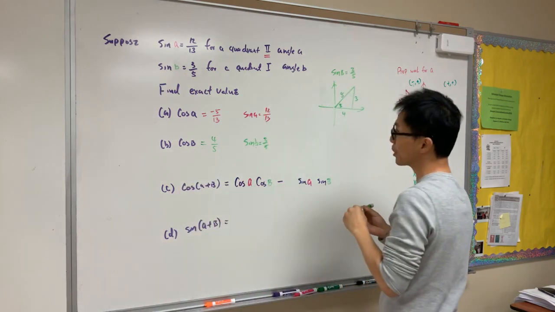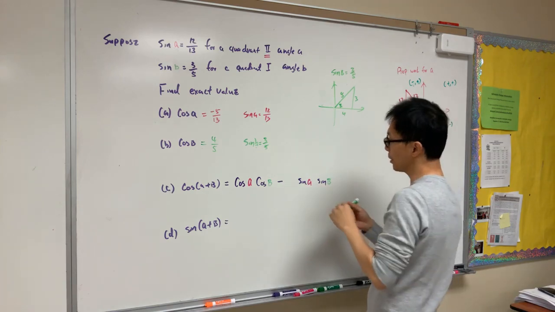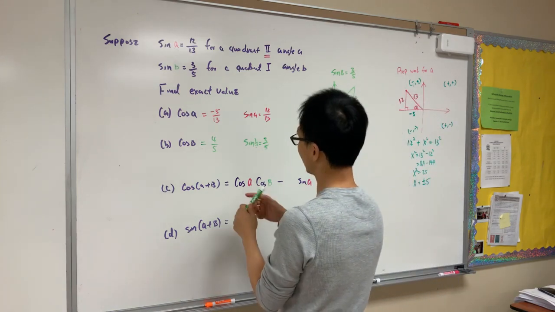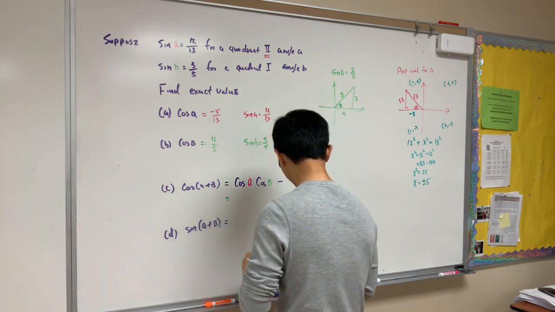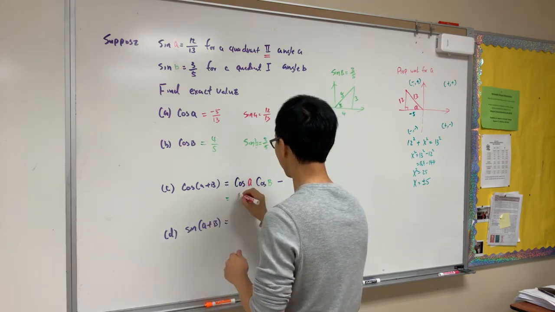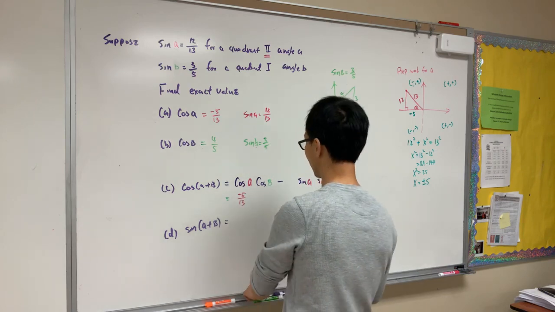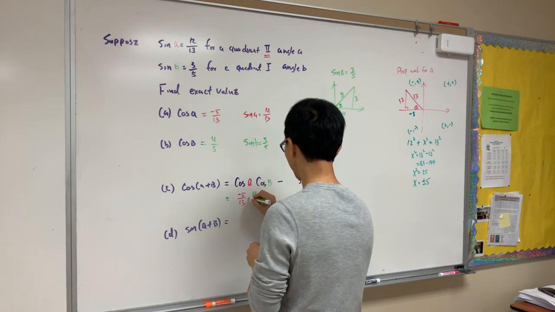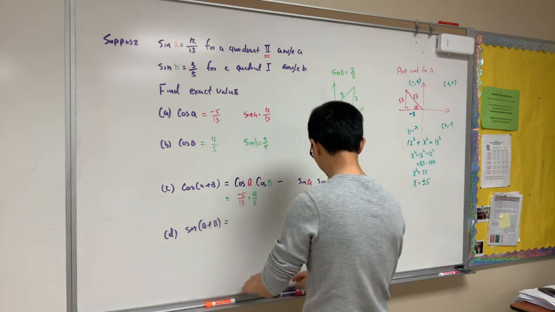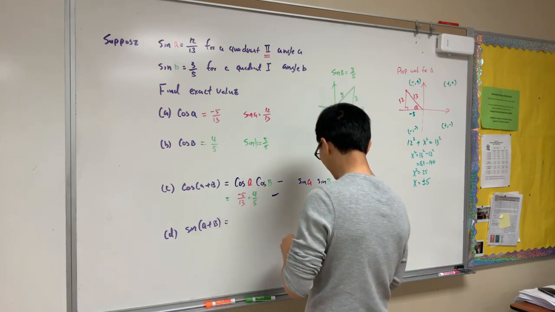Okay, so then I'm just going to write out everything. It'll be cosine A, cosine B, minus sine A, sine B. So cosine A is what? Negative 5 over 13. So that's in red. And cosine B is what? 4 over 5. And then a minus sign. And then what is sine A?